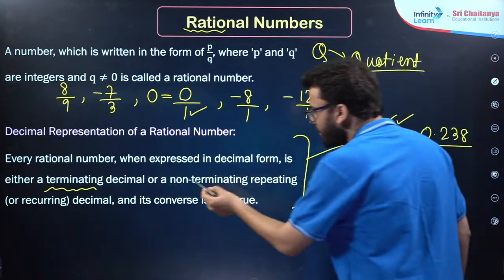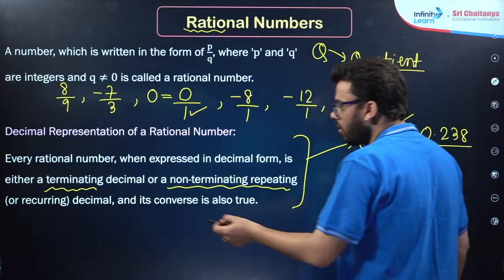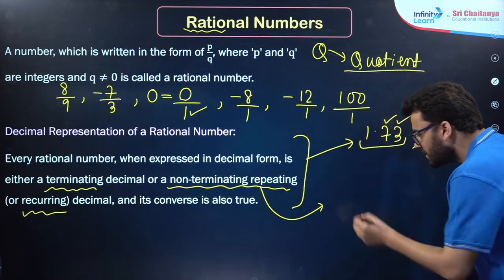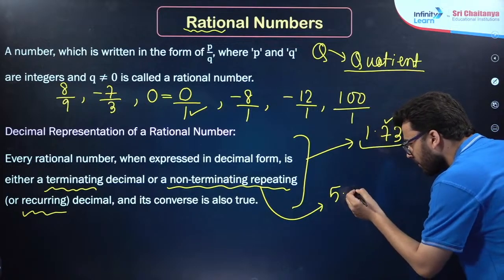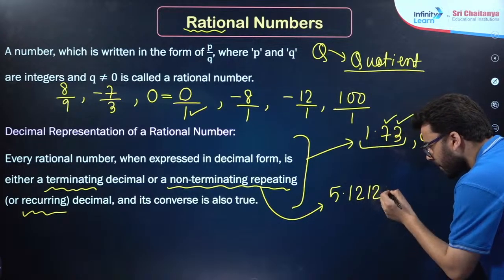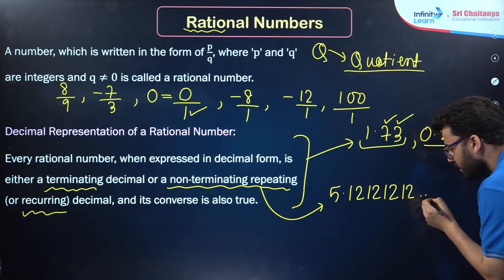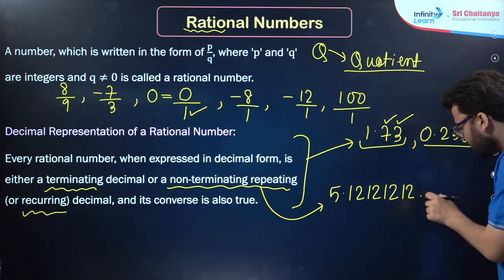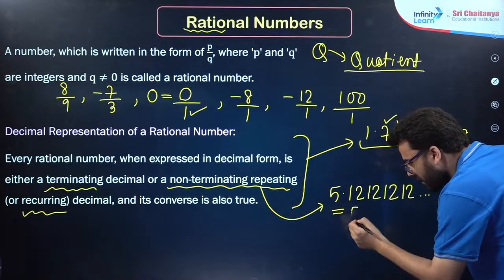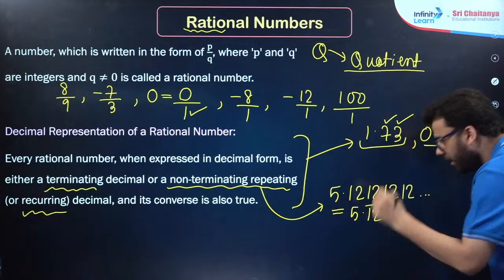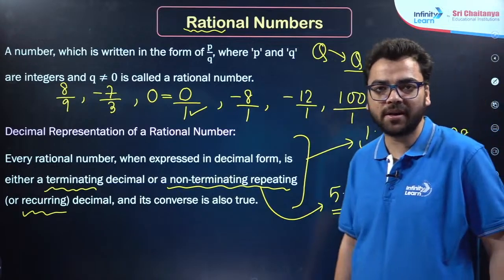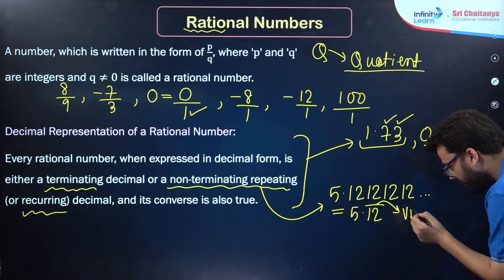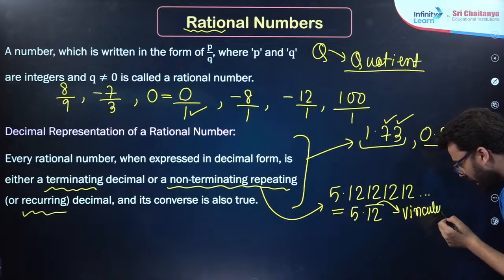Or it can be a non-terminating repeating or recurring decimal representation. So non-terminating repeating will be something like this, for example, you see, it is not terminating, it is not stopping after any place of decimal, but you see it is repeating. The part of the decimal which is repeating, we put a bar over it, and this bar is called vinculum.